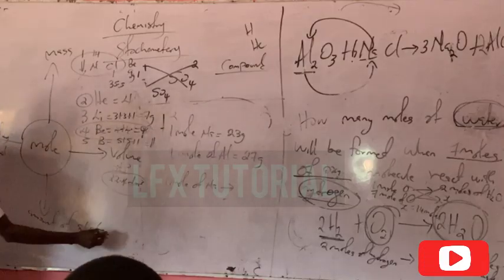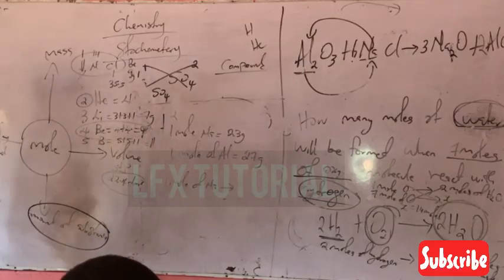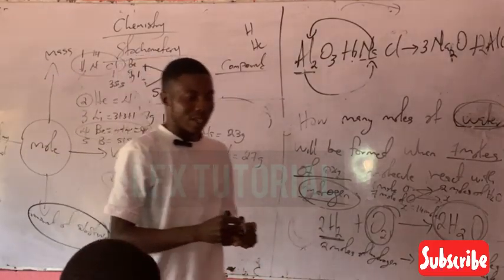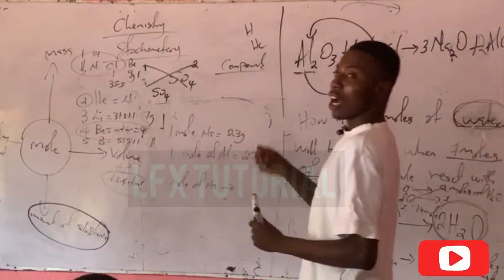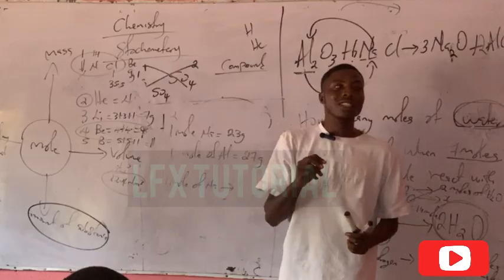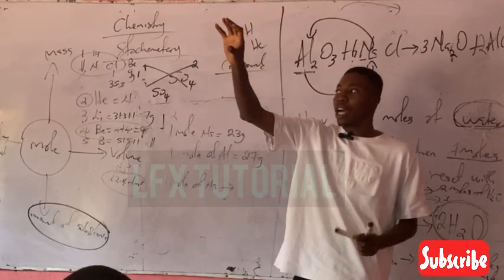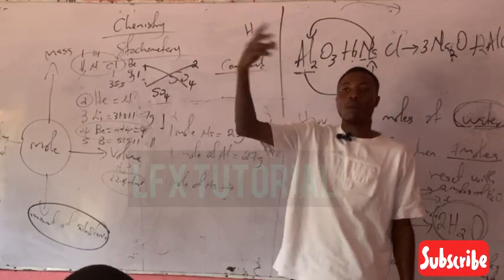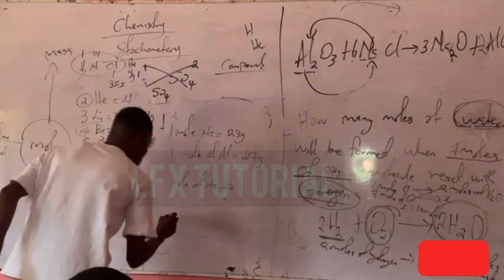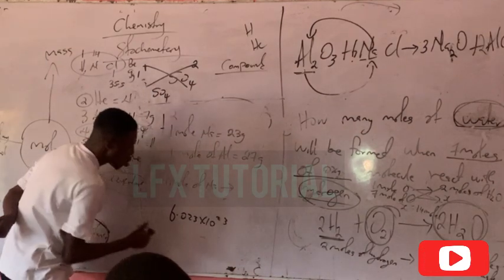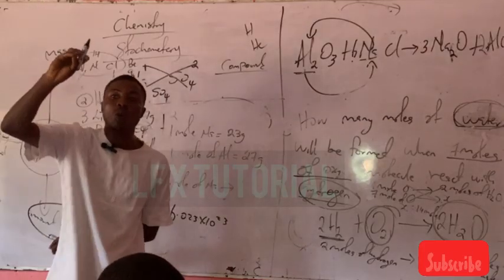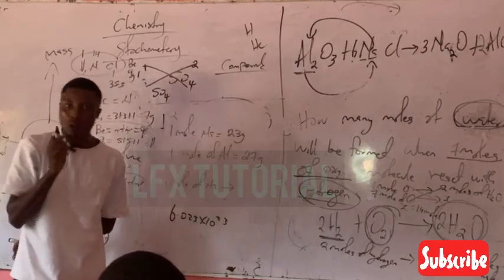Now the next one is amount of substance. According to the scientist Avogadro, he says that each particle, atoms or molecules, contains 6.023 times 10^23. So 1 mole of each element will always contain this many atoms.